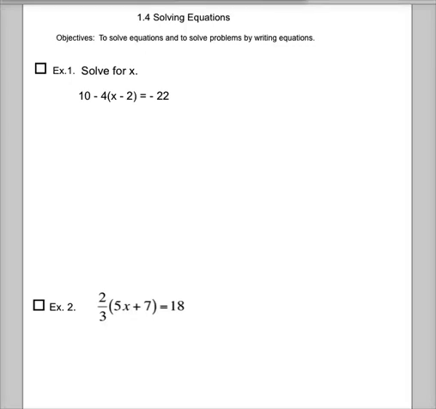Today we're going to be focusing on lesson 1.4, solving equations. And our objective today, we're going to be working to solve equations and solve problems by writing equations. Now, hopefully from Algebra 1, you remember the steps into solving a linear equation, all right?